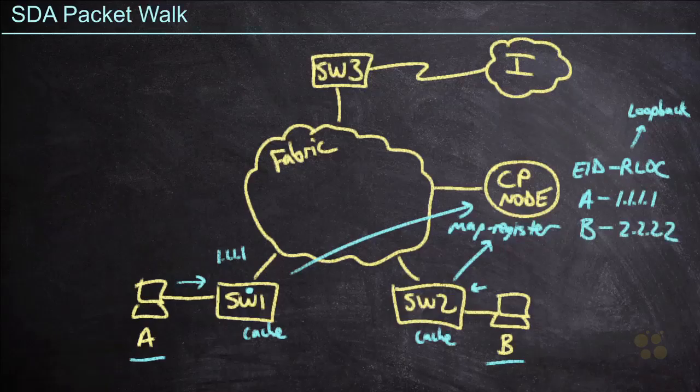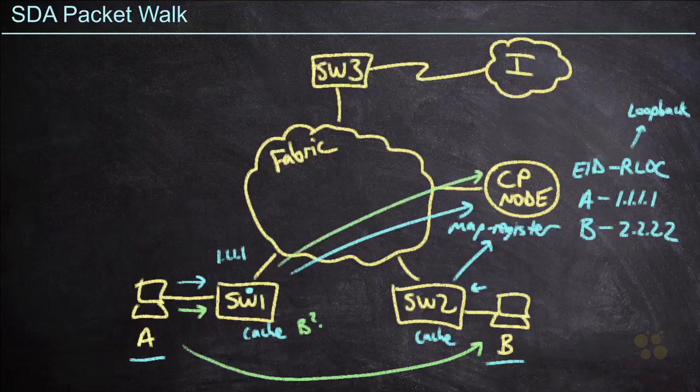So now host A wants to send traffic to host B. And so it's going to send that traffic upstream to switch 1. Well, switch 1 is going to get that traffic and realize, hey, I don't know where B lives. And so it's going to send a different type of message called a map request. And the map request essentially boils down to, where is B?